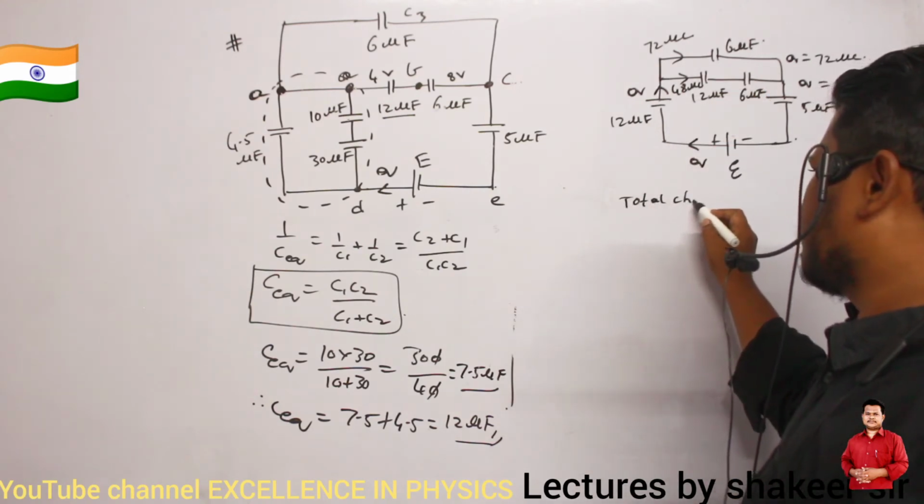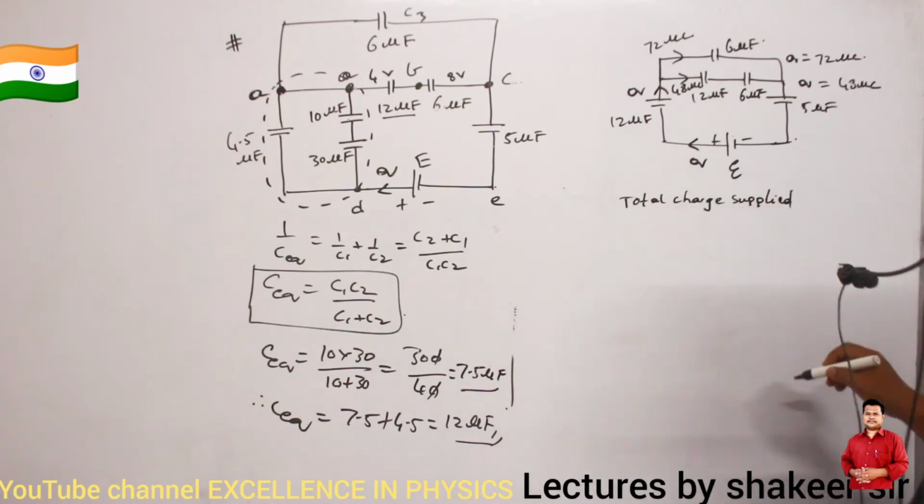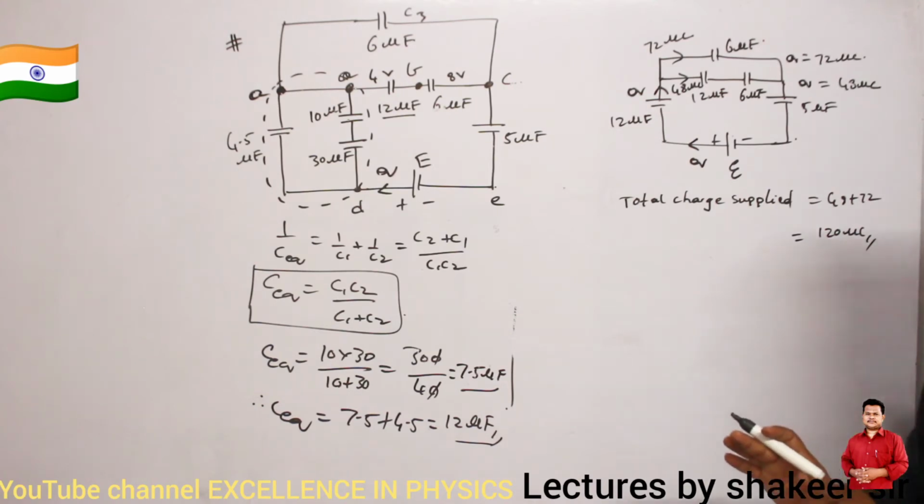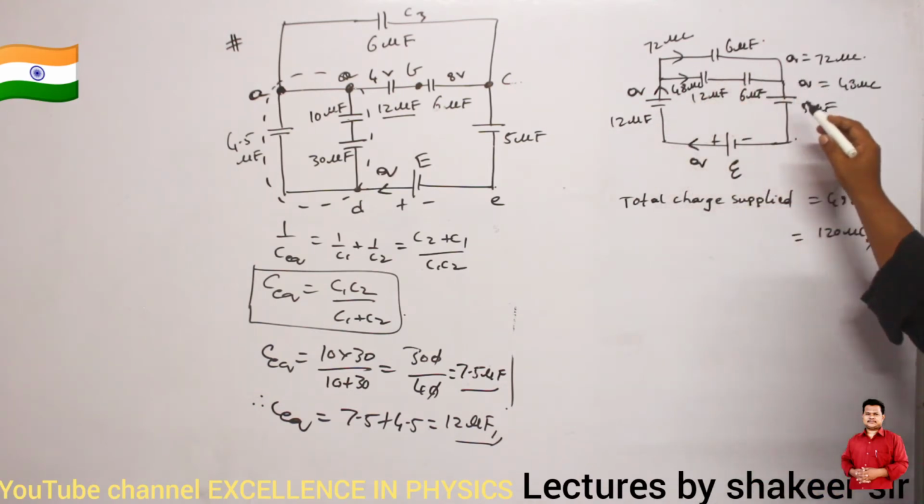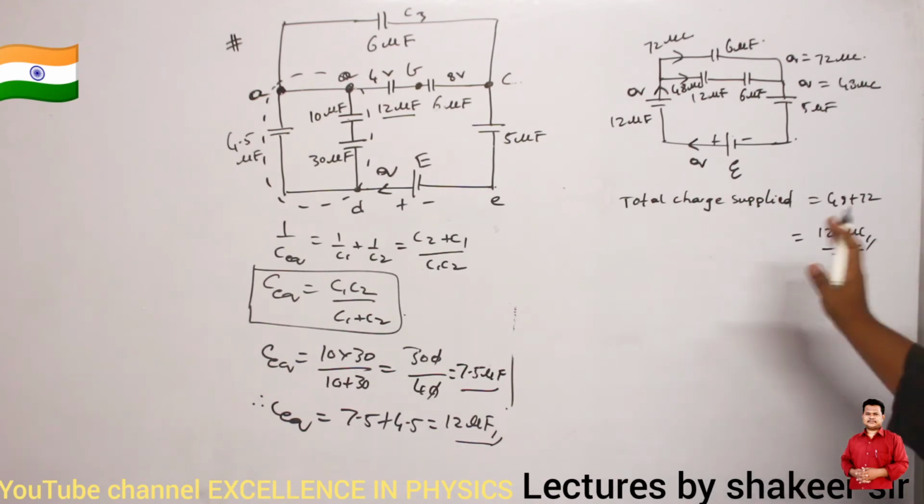It means, what is the total charge supplied by the battery? It is 48 plus 72, how much? 120 microcoulombs of charge is supplied by the battery. Up to here it is clear, no? So the total battery supplies how much charge? It is supplying a charge of 120 microcoulombs. That is the meaning of this one.